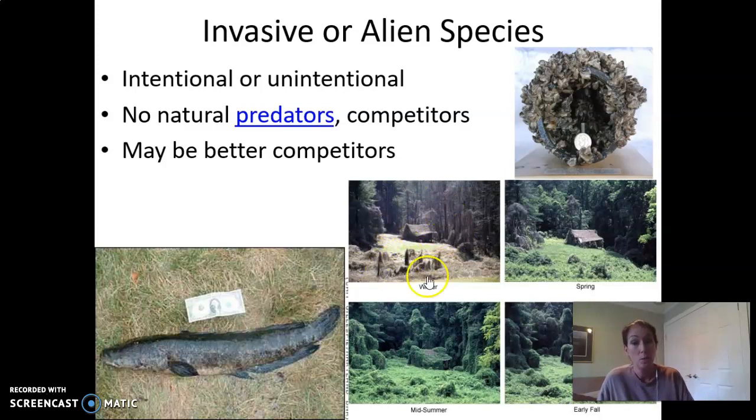So you can see here in the winter picture an area with not a lot of plants, and in the spring the kudzu is starting to grow. By midsummer, it's covering the house, and by early fall, it's just everywhere.